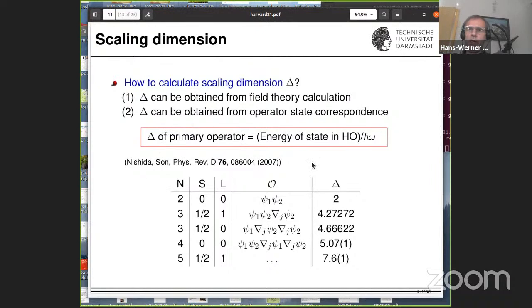So the simplest interacting case that you can look at is two neutrons. And so one and two refer to spin up and spin down. Since you have the Pauli principle, the neutrons with the same spin don't interact, not in an S wave at least. So you have to have one neutron with spin up and one with spin down, psi one, psi two, and the scaling dimension here is two. If you have three neutrons, then of course two of them have to have the same spin. So if you want to have a contact operator like that, you have to include derivatives. And here is an operator that has orbital angular momentum L equal one. The scaling dimension is 4.27.